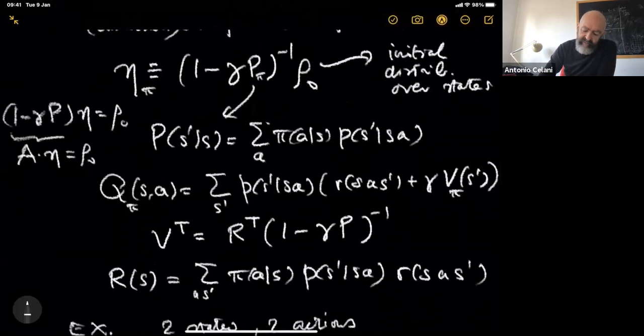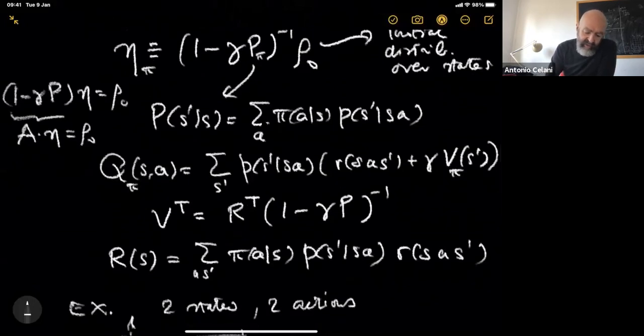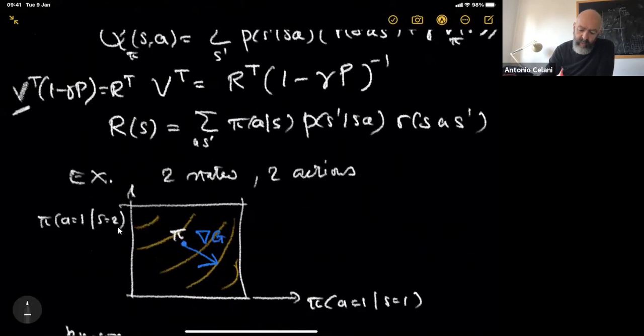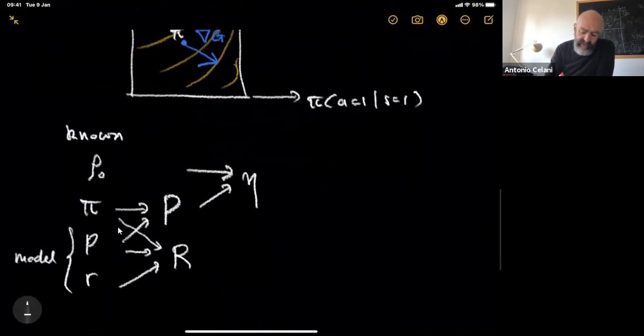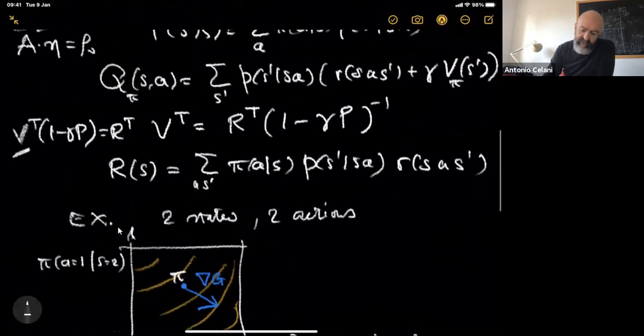And same for V. V is also the solution of a linear problem, which is nothing but the recursion relation, in the sense that V transpose (1 minus gamma P) is equal to R transpose. Again, same structure, only that now you're multiplying on the left. So this is your unknown, this is the matrix that you know, and this row of entries you know, so it's just an inversion. And you know that the matrix you have to invert is well behaved. This means that if I combine P and R, I can get my value function. And then from the value function, by combining it with small r and P, I get my Q.